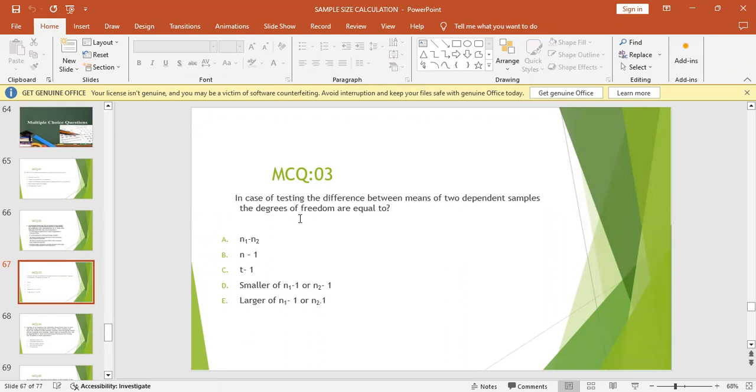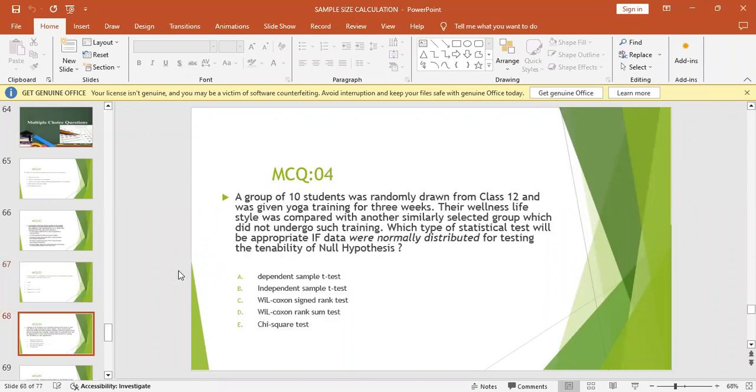Degree of freedom. Yes, it's B. If we subtract 1 from the total sample size, it will be the degree of freedom.